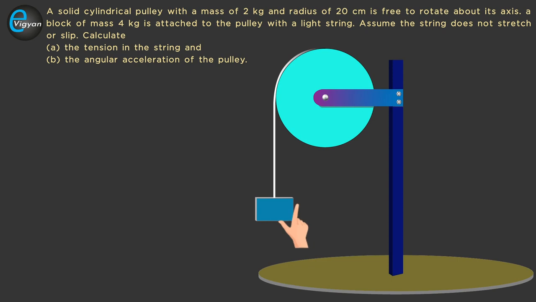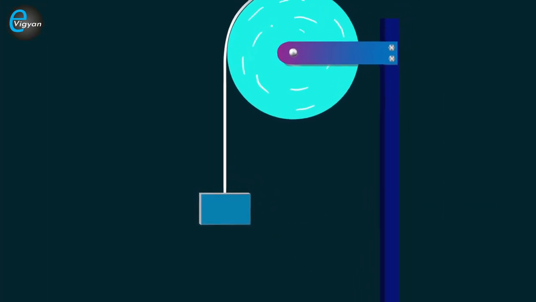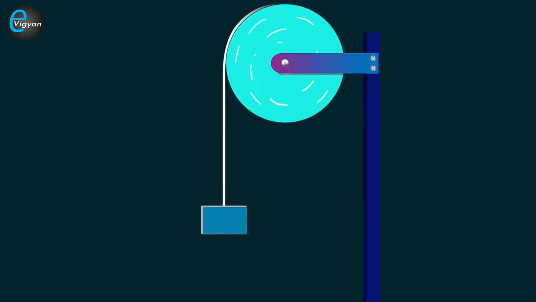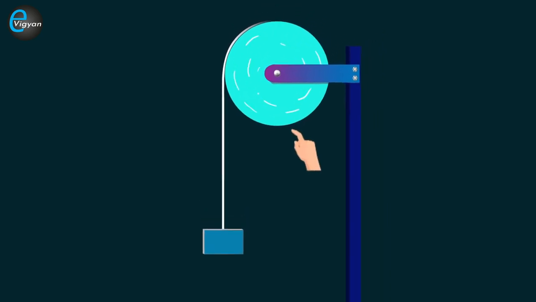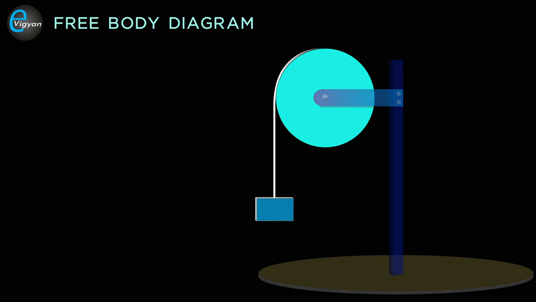Now suppose you hold this block and suddenly release it. Then this block will start moving downward and the cylinder will start rotating on its axis. Here in this animation you can see what is going on. To solve this problem, you have to make a free body diagram of the cylinder and the block. So first let's make the free body diagram of the block.